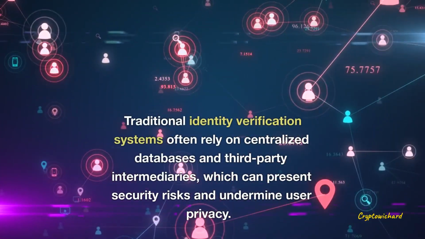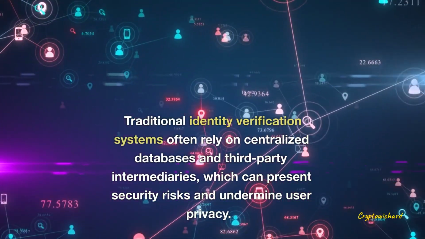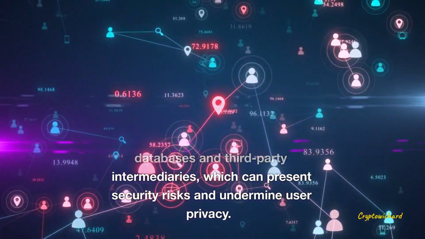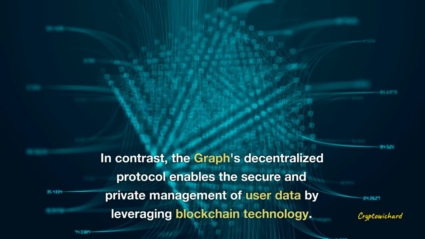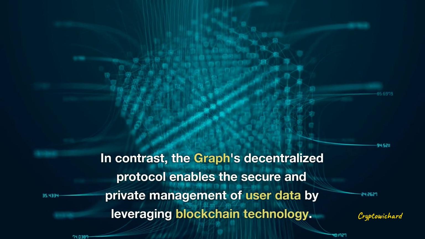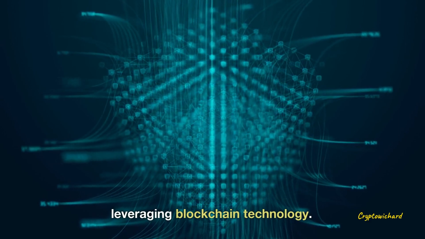Traditional identity verification systems often rely on centralized databases and third-party intermediaries, which can present security risks and undermine user privacy. In contrast, the graph's decentralized protocol enables the secure and private management of user data by leveraging blockchain technology.